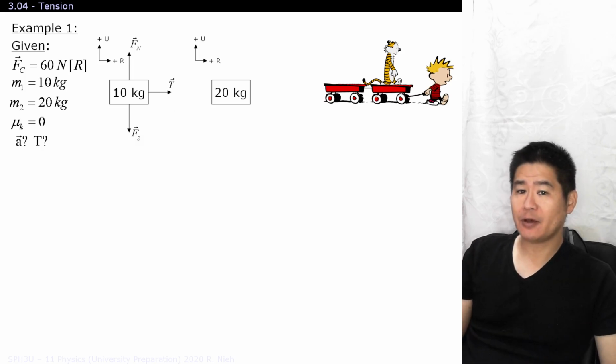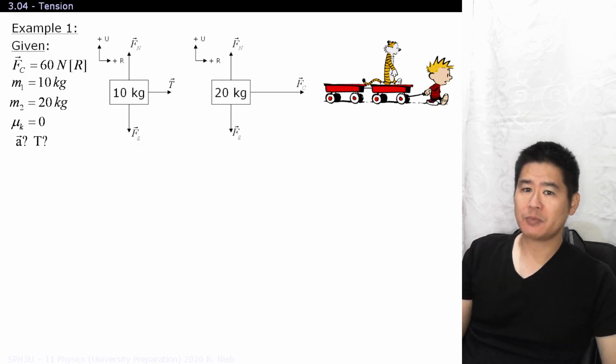Rinse and repeat for the second object. Gravity's pulling it down. Normal force is holding it up. Calvin is trying to pull it towards the right. However, the tension force is pulling it in the opposite direction. Now that we have the free body diagrams done, let's create equations for each of these objects.